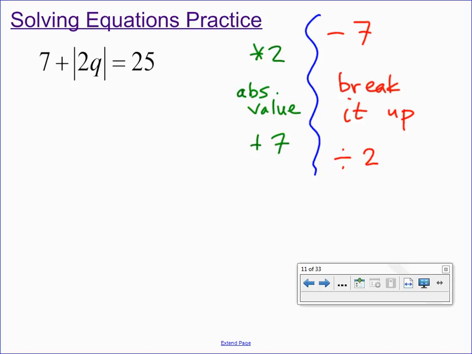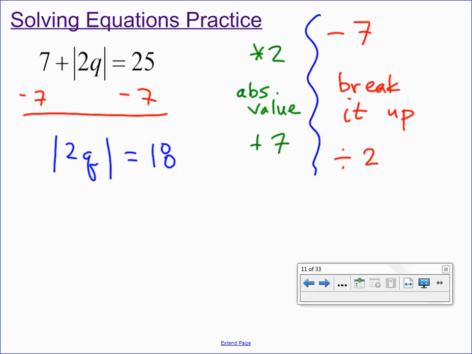Let's go ahead and apply those solving steps in order. First solving step, subtract 7 both sides. That will get our absolute value expression, absolute value 2q, alone on one side. Now we can go ahead and do our middle step, our favorite one, break it up. And so this is where we rewrite the expression without the bars.